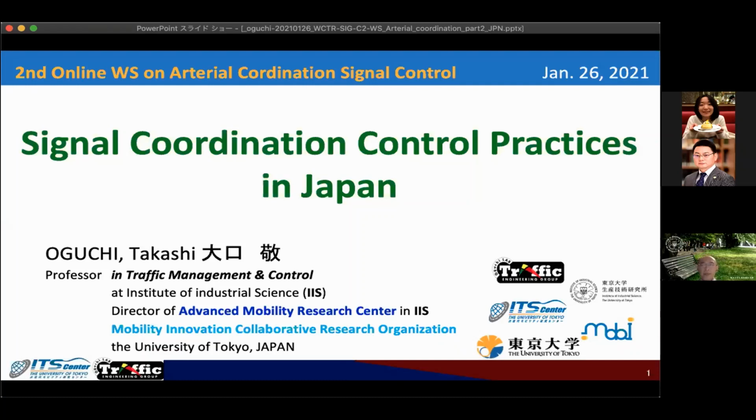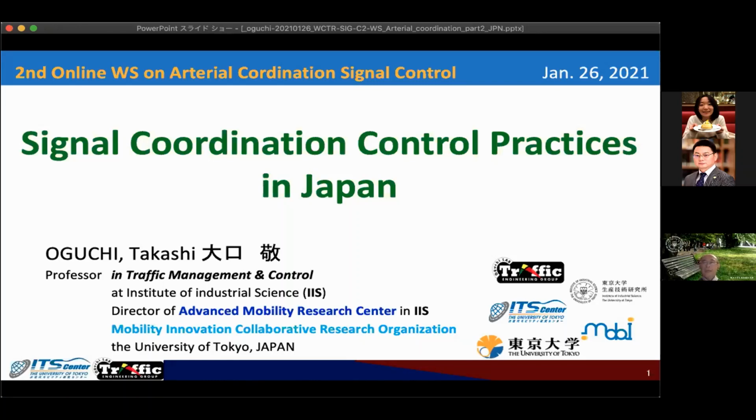And 1 year and a half ago, we also started to organize a new organization, the so-called Mobility Innovation Collaborative Research Organization. It's a cross-disciplinary organization across the whole University of Tokyo. We are now starting this kind of activities.